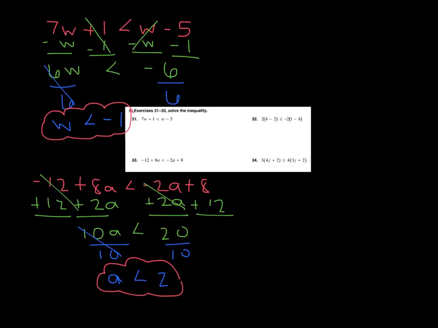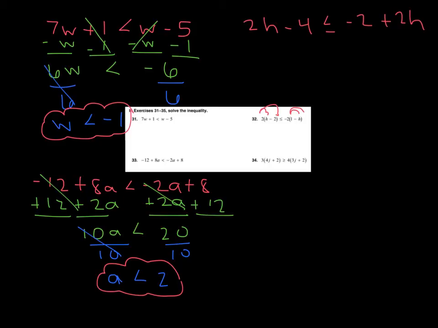Alright, so for number 32, what I'm going to do here is distribute and rewrite at the same time. So I'm distributing this 2 to both pieces. So 2 times h is 2h. 2 times negative 2 is negative 4. Less than or equal, and then I need to distribute this negative 2 also. So negative 2 times 1 is negative 2, and negative 2 times negative h is positive 2h. Okay, so from this point I can actually start moving things around.